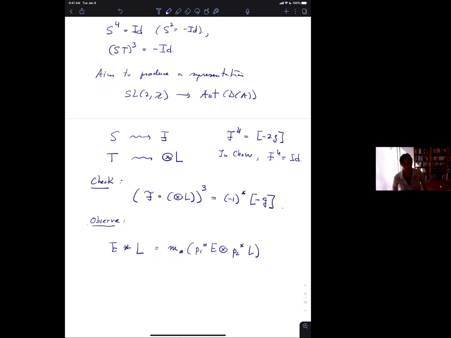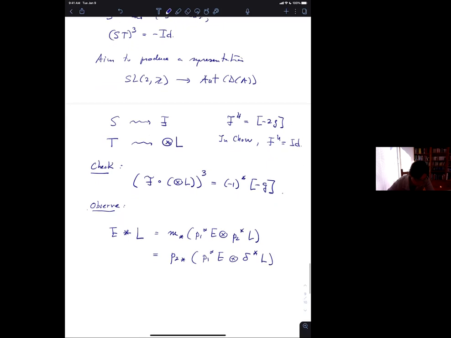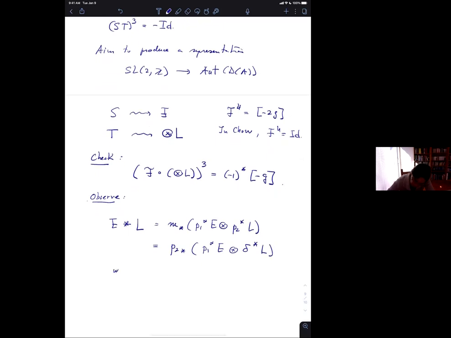By definition. But then what Mukai notices, this is entirely Mukai's argument for this, it's a beautiful argument, is that this can be viewed in the following way. And I'll explain in a second. Let me write it. So this M becomes a projection on the second factor. And this P2 becomes, well, we're going to call it delta. And this delta is a subtraction map.